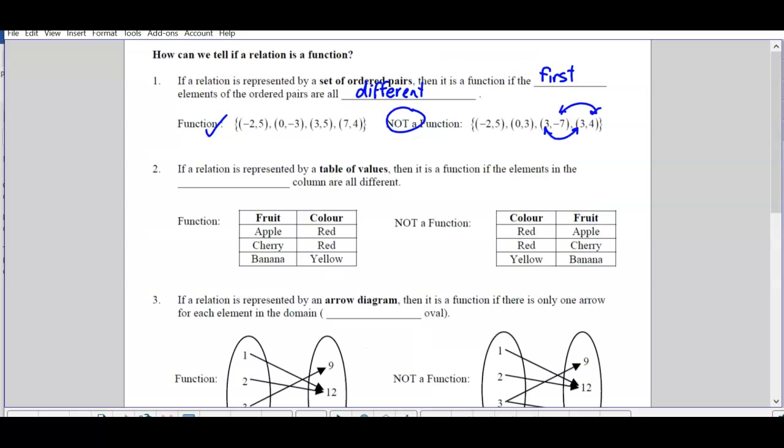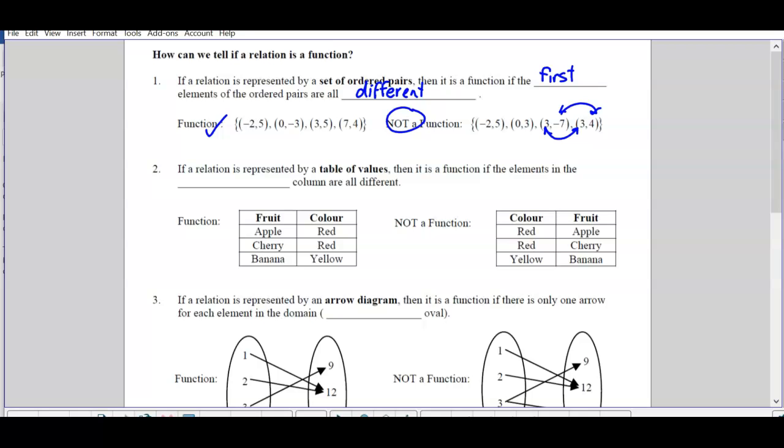So be aware. Saying that the definition is that all the x values are different or first values are different is not a proper definition. It's a way of determining, but it doesn't give you the proper definition. We're going to use all these methods to quickly determine if it's a function or not, but that definition is in the box.